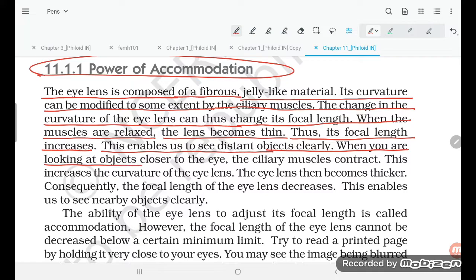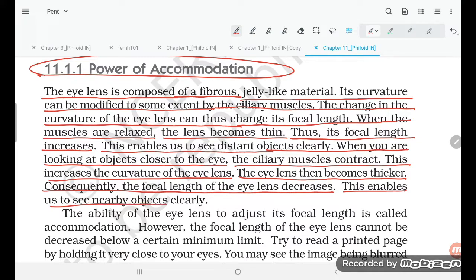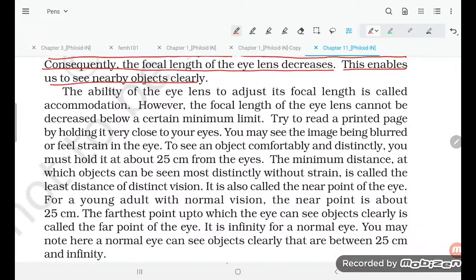When you are looking at objects closer to the eye, the ciliary muscle contracts. This increases the curvature of the eye lens. The eye lens then becomes thicker. Consequently, the focal length of the eye lens decreases. This enables us to see nearby objects clearly.